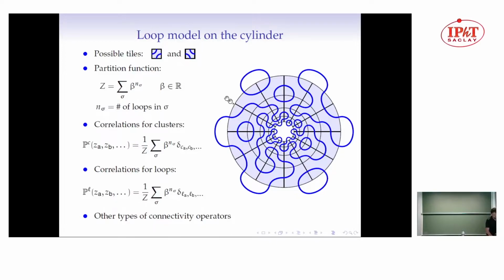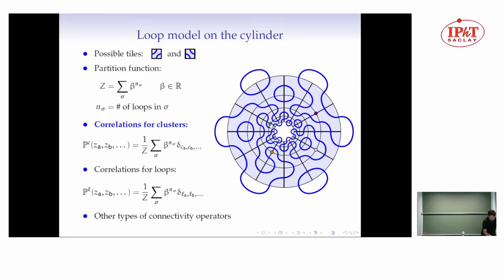The first one is precisely these cluster correlators, but now I can put more than 2 points. Here in this configuration, I put 4 such points. And the question is the same. What's the probability that they all lie in the same cluster? So here I can write this like this. P_C depends on the positions z_A, z_B, and so on, and is 1 over the partition function, the sum over all configurations, then I have the weight of the configuration, beta to the n of sigma, and then I have a delta function, which is basically 1 if they all lie in the same cluster and 0 otherwise.